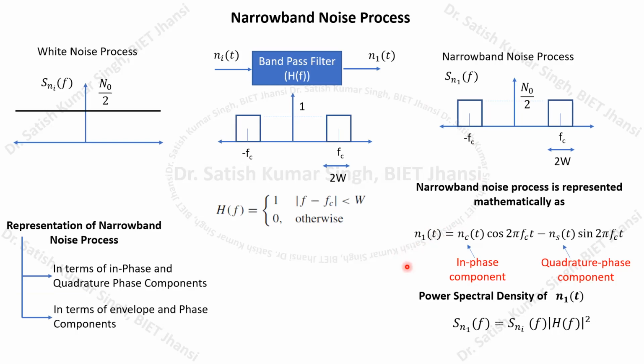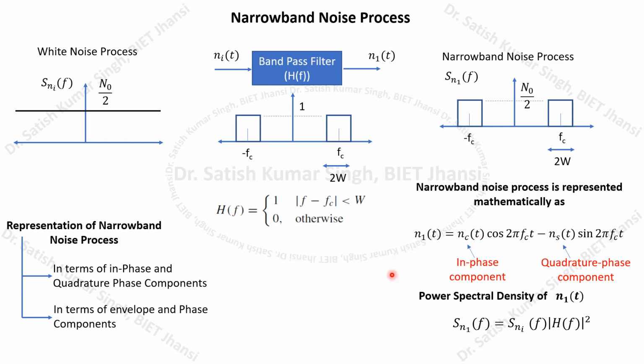Okay, so normally what happens in the calculation of the noise power in various communication systems, like in amplitude modulation receivers, DSB-SC receivers or SSB-SC receivers, we need to calculate the powers. At that time we need to know the power content of the in-phase component and the power content of the quadrature phase component.